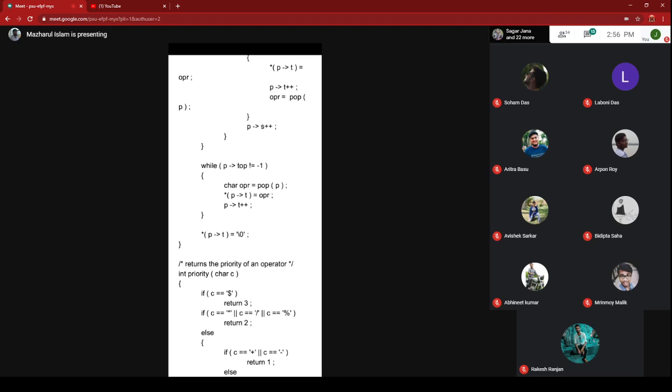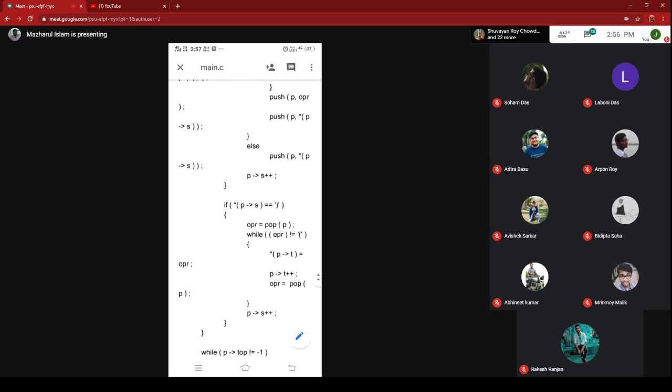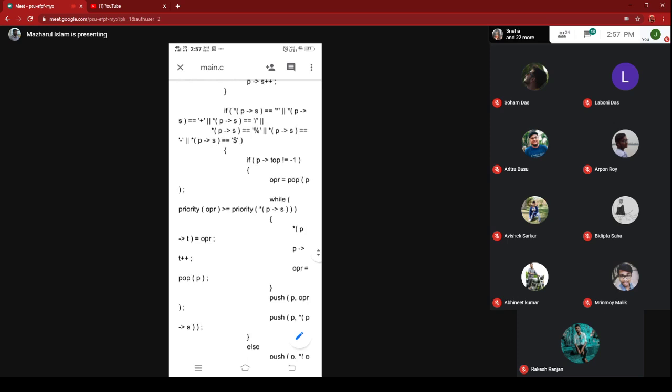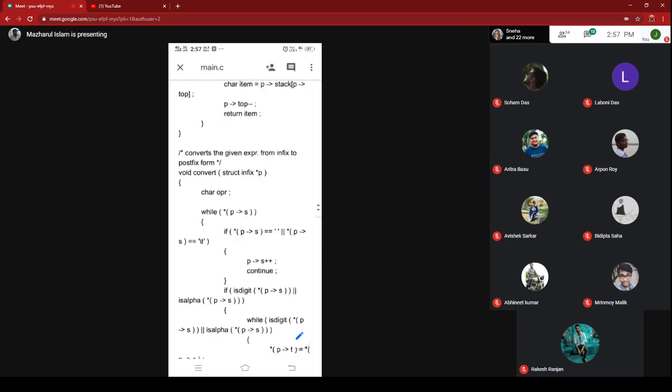Okay, so this is the convert function. It is a little bit difficult to write; we need concentration or introspection. Okay, and it is easy to understand. If you see minutely or attentively, you will understand. It has one-to-one similarity with that algorithm that I have presented to you.